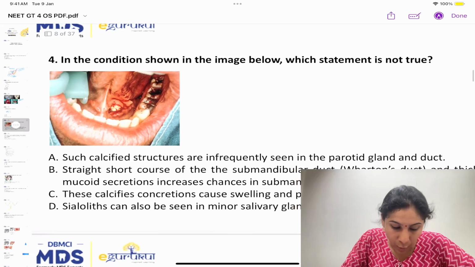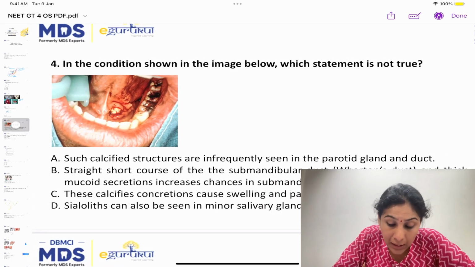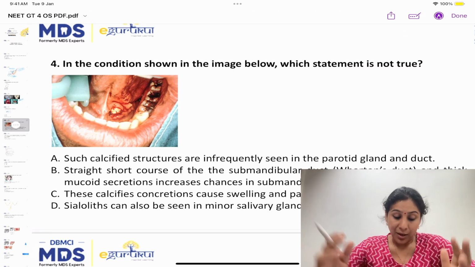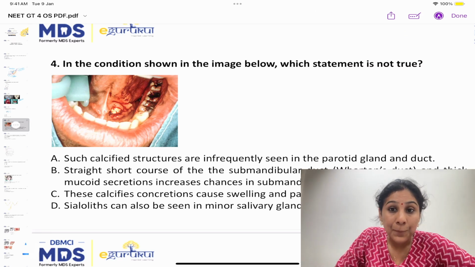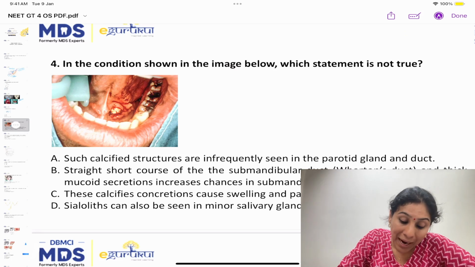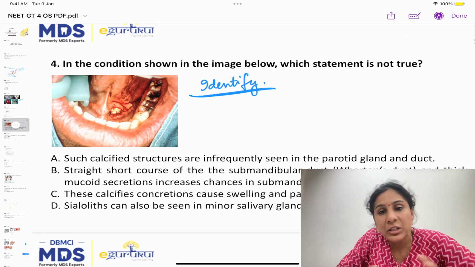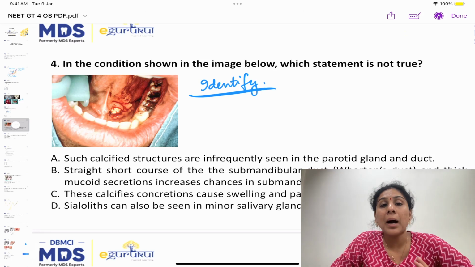Again, this question, we have all discussed it multiple times. The image is showing a very straightforward sialolith, alright, which is kind of jutting out into the oral cavity, and they want you to identify whether you know that this is a sialolith. And just by ruling out the options, you can mark the correct answer.